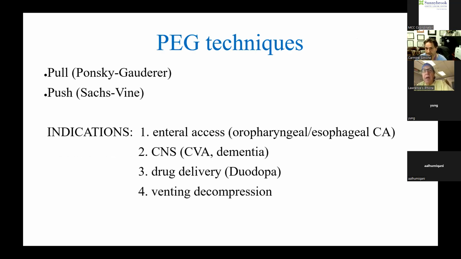There are two types of approaches. One is a pull technique, which we employ, and the other is a push technique, which is really what Robyn is using with her radiological intervention. But there's an endoscopic push, and I'm going to show you what those are all about. The indications from our perspective are for enteral access because of a malignant obstruction or rarely benign obstruction, people who can't eat because of neurological problems. And then we are involved with a drug delivery system using duodopa for Parkinson's disease. So we do put PEG and then jejunal drug delivery tubes that way. And rarely, when people are obstructed, we can use a PEG for venting.